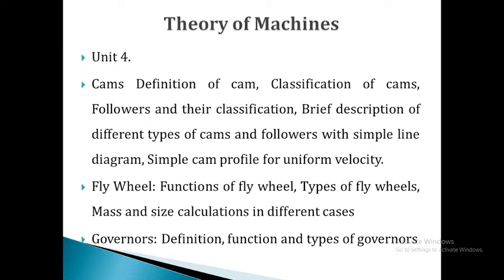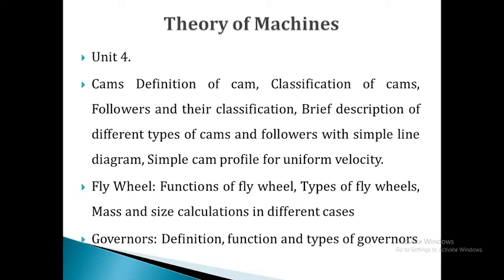There are different types of cams used in machines. Generally cams are used in internal combustion engines for opening and closing the inlet and outlet valves of the engine. So in this topic we will discuss how a cam profile is designed, different types of classification of cams, and the working of the cam.